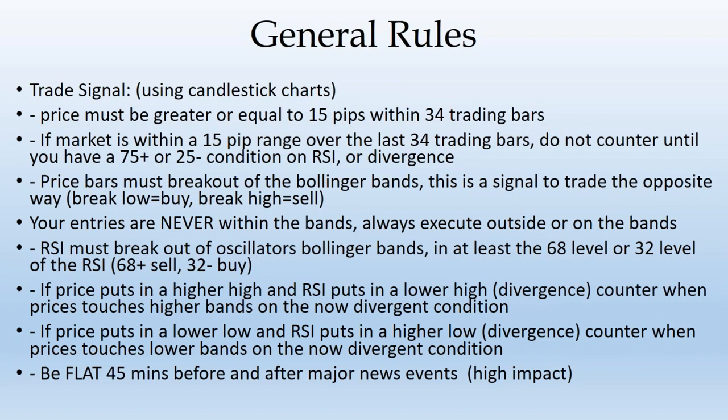Do not. RSI must break out of oscillators Bollinger Bands, at least the 68 level or 32 level of the RSI. 68 plus, sell. 32 minus, buy. If price puts in a higher high and RSI puts in a lower high, divergence. Counter when price touches the higher bands on the now divergent condition. If price puts in a lower low and RSI puts in a higher low, divergence. Counter when price touches the lower bands on the now divergent condition.